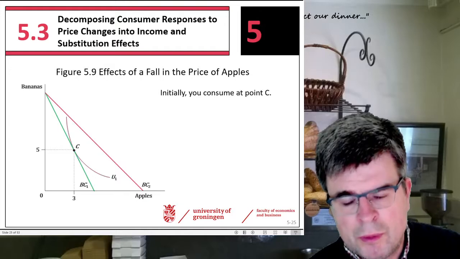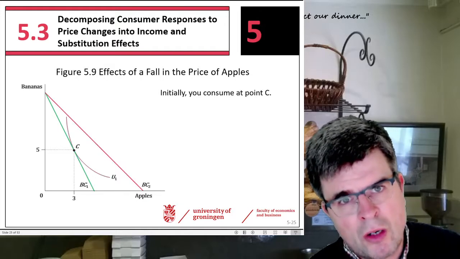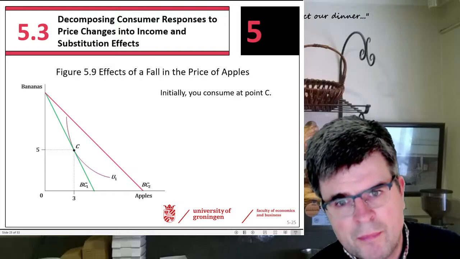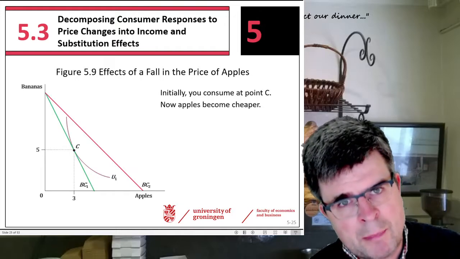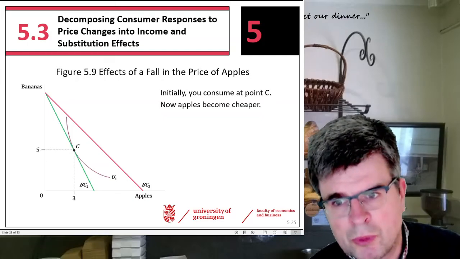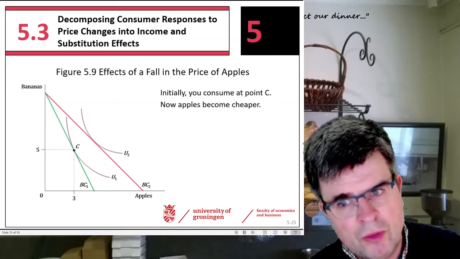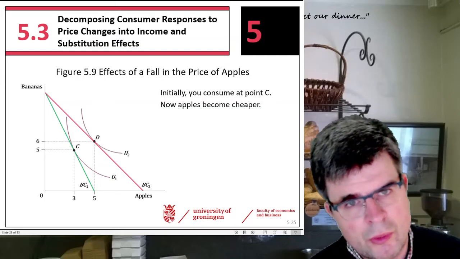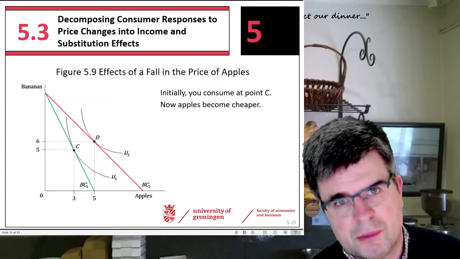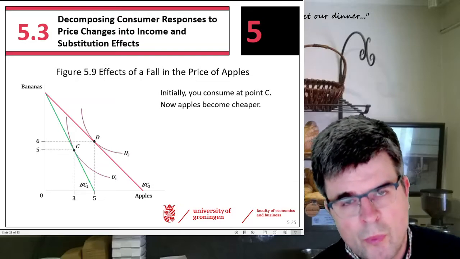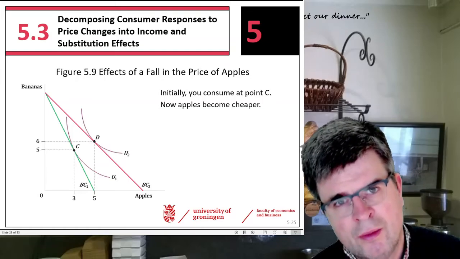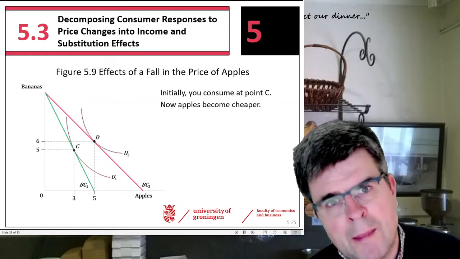But now the price of apples drops and our budget constraint pivots outward as apples become cheaper. Again, we optimize. What is our optimal consumption bundle? The total effect is that now we will consume the bundle D, which contains 5 apples and 6 bananas. So we shift from bundle C to bundle D, and that is the total effect of the change in the price of apples.